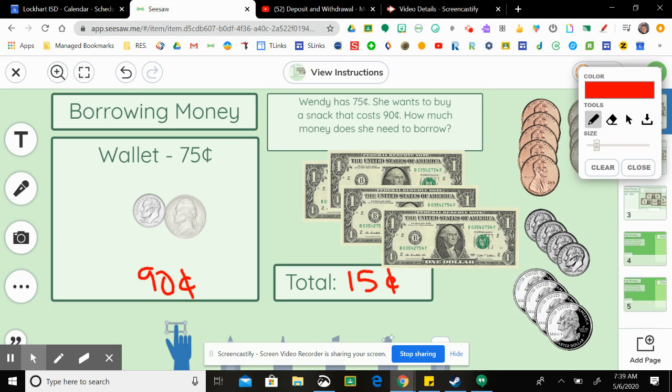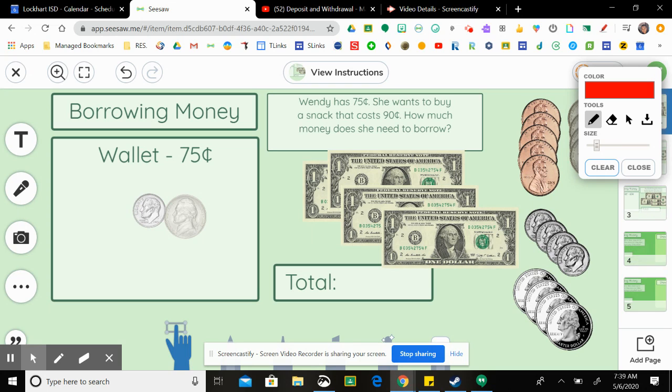Then there are two other problems that deal with borrowing money. What you'll do is figure out how much money she needs to borrow, and then figure out what the total was. So 15 cents was what she needed to borrow, but make sure it adds up to the cost.